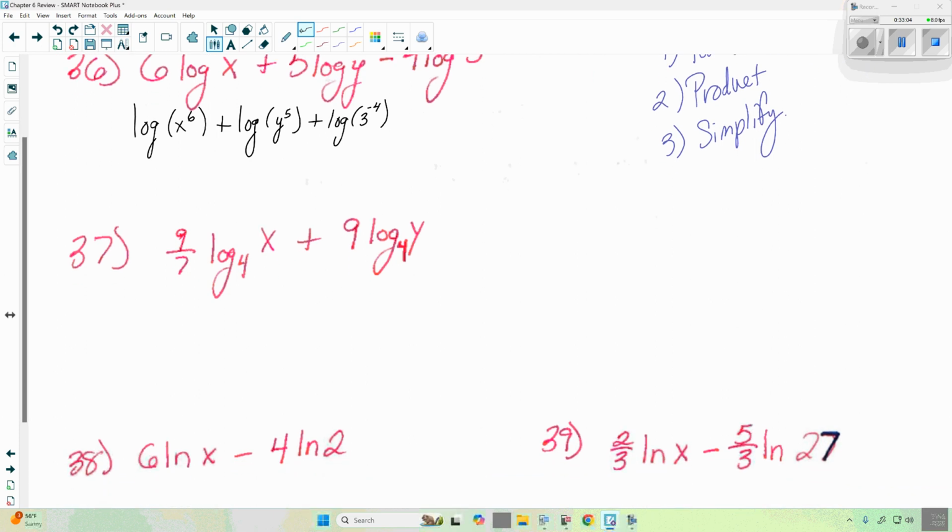Questions on this here? Now we have 3 logs being added together, so we can rewrite them as a single log with what's inside of them being multiplied. Now the order that we have them really doesn't make a difference. I like putting the number first, so 3 to the negative 4th will be first, times our x to the 6th, y to the 5th.